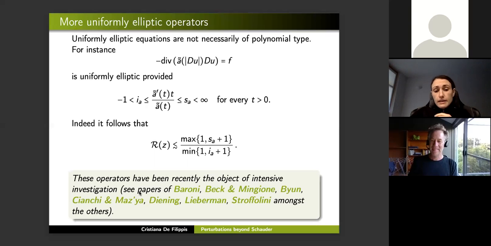And operators of this kind have been deeply investigated over the years by lots of authors: Baroni, Colombo, Mingione, Bi, Cianchi and Maz'ya, Lieberman, Stroffolini. There are lots of people. In particular, the regularity theory for solutions to this kind of uniformly elliptic equations is very well understood.